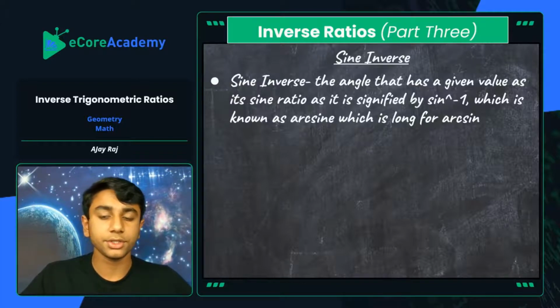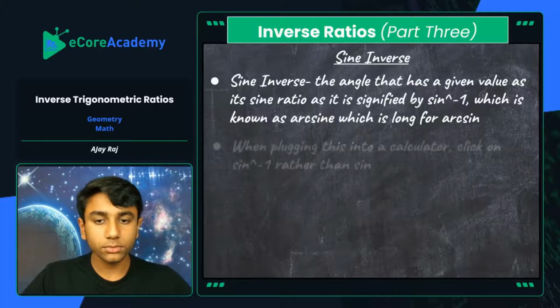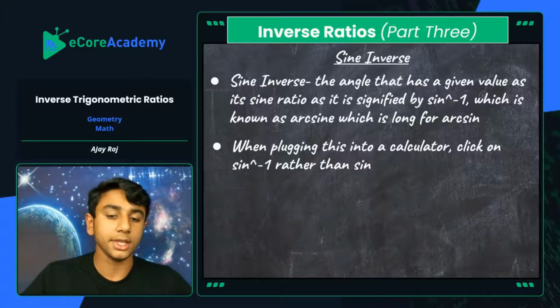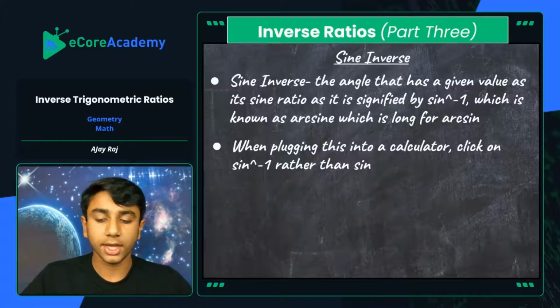However, your tangent function can vary depending on which angle measure you're looking at, meaning you can have a whole number or a decimal or a decimal that is greater than 1. And when plugging this into a calculator, click on sine to the negative first power, rather than sine. So that's the inverse of sine, rather than the sine value. And all you're going to do is multiply that to your ratio.